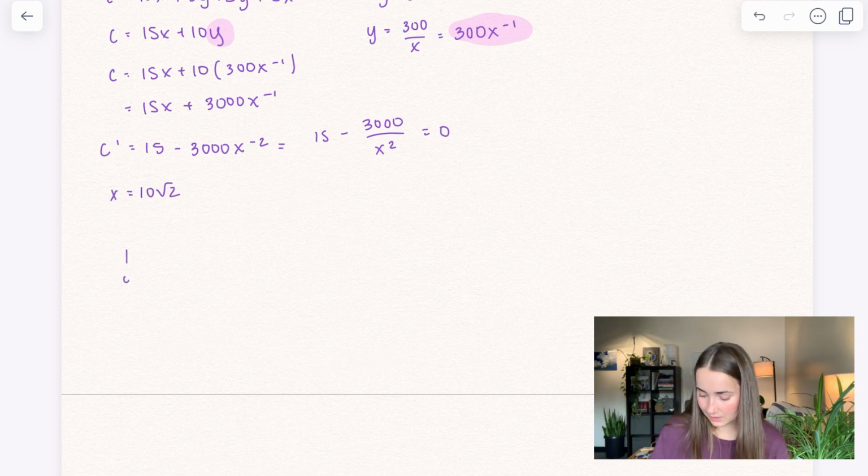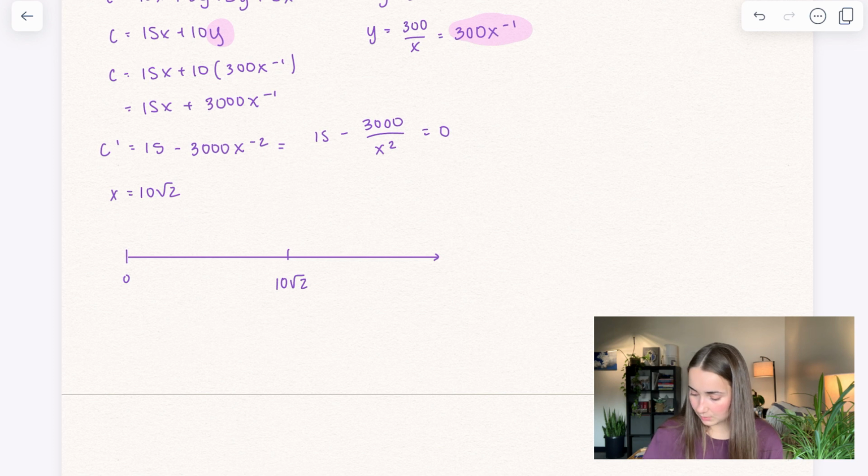Here we're not going to go into the negative area, so I'm just going to leave that at 0, and we're going to plug in our critical value of 10 root 2. Let's find points that we can plug into our first derivative. In this case, it's not going to be f, it's going to be c prime, and that's going to tell us what our cost function is doing.